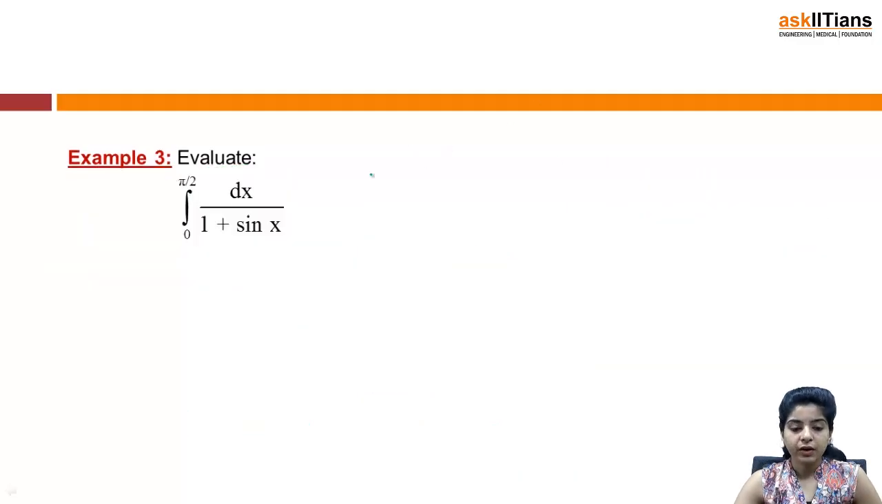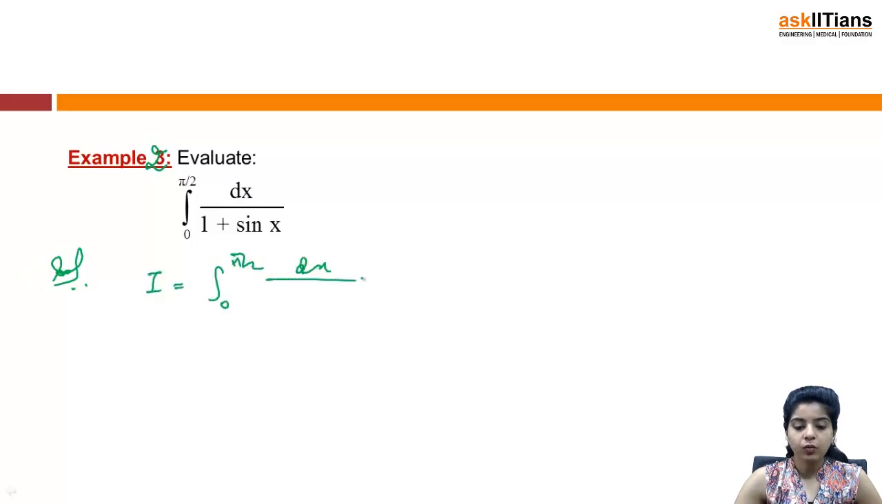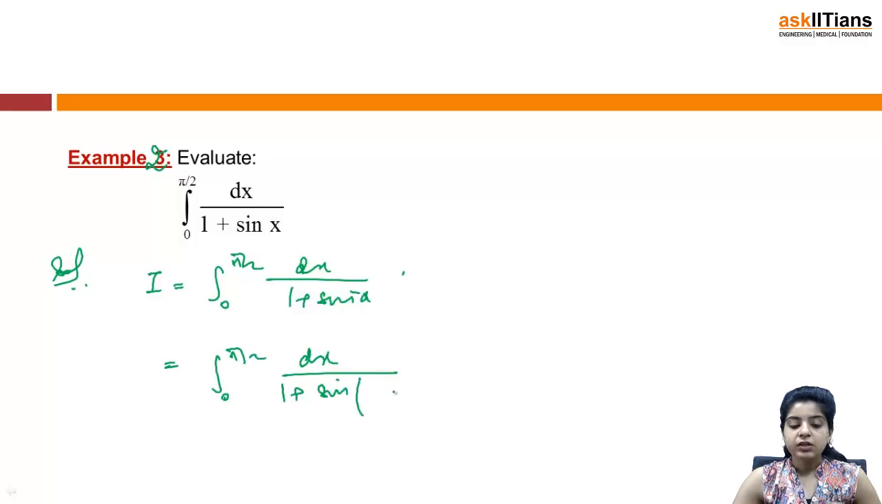Okay, so the next question that we have is evaluate integral 0 to pi by 2 dx by 1 plus sin x, right? So in this, my I is 0 to pi by 2 dx by 1 plus sin x. Again, what I can do is I can write it as dx by 1 plus sin(0 plus pi by 2 minus x), that is a plus b minus x. So that becomes sin of 90 minus x. So this basically becomes 0 to pi by 2 dx by 1 plus cos x.